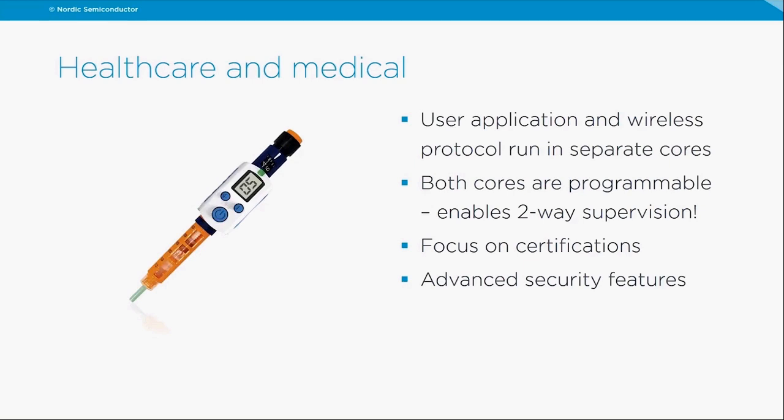And there's also a focus on certifications. So if you want to certify a wireless protocol, for example, on the medical side, you can do this in a contained core, the network core, and then you can develop your application in the application core without affecting what's going on in the network core, and keep the certification. Advanced security features are also important in this space. You don't want medical information to leak out. And in the picture here you have an insulin injection monitoring and recording device actually.